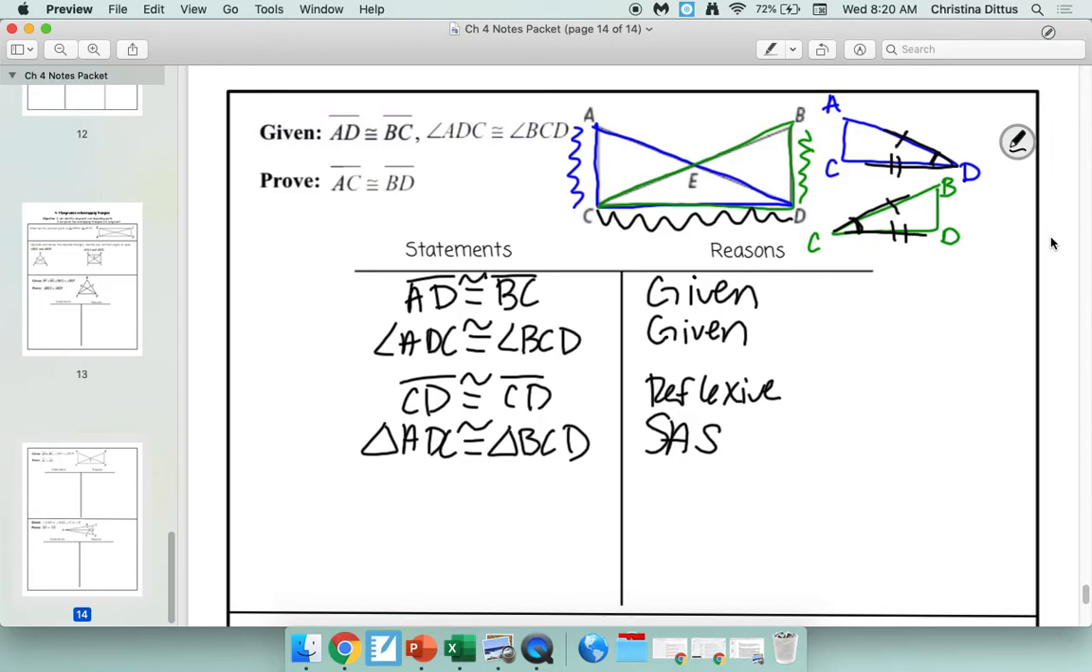Now, can I do my proof part? Yep, since my triangles are congruent, I can do the proof. AC is congruent to BD. Because of why? There you go, CPCTC.